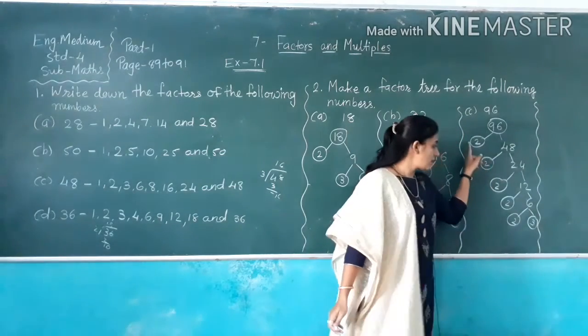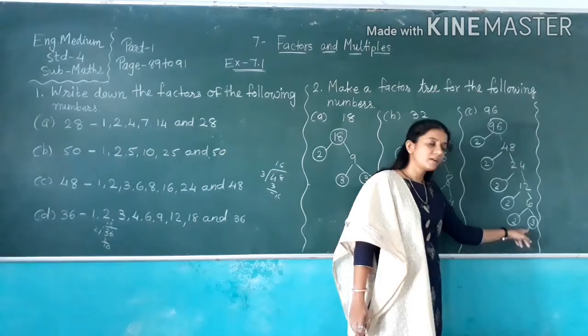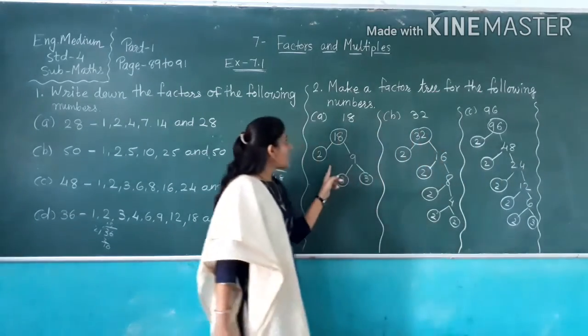That means here we get 2 as a prime number and 3 as a prime number. This is called prime factors.